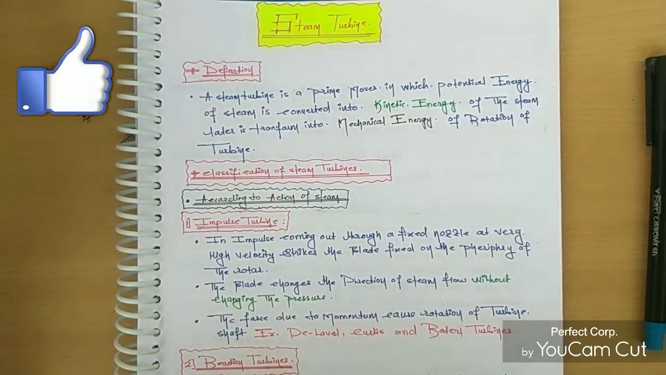We just start from the beginning. So at first, the first aspect is according to the action of steam. According to the action of steam, the turbine is classified into two categories. First is the impulse turbine, another is the reaction turbine.